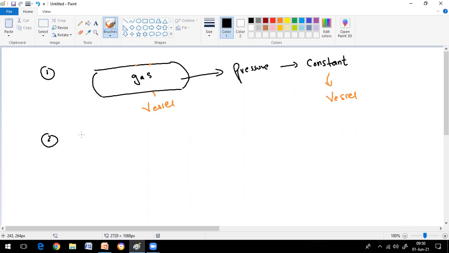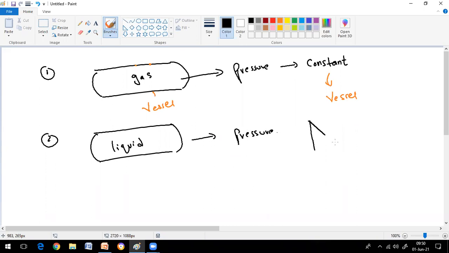And if the same cylinder is filled with liquid, the pressure is low at the top and becomes more at the bottom. Pressure is lowest at the top and increases with depth. So your pressure is not constant. Your pressure will be something like this, 0 at the top and maximum at the bottom. Now let us take a cross section of this cylinder.